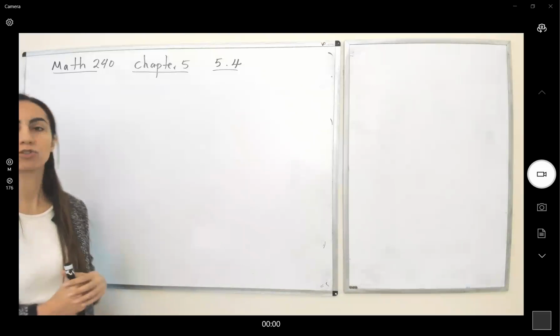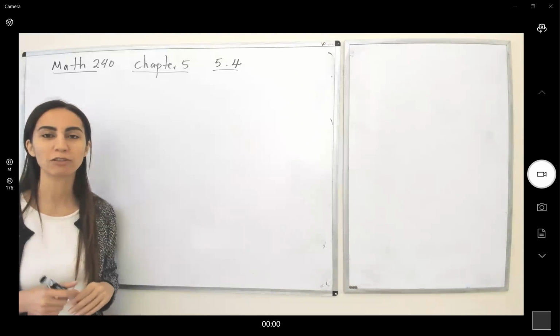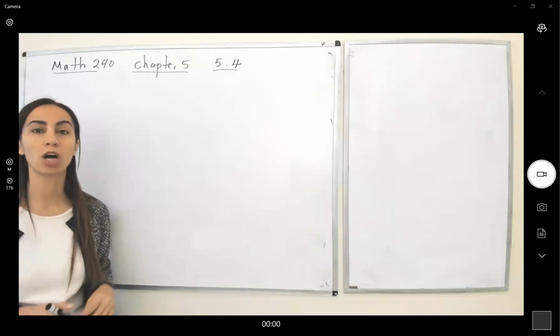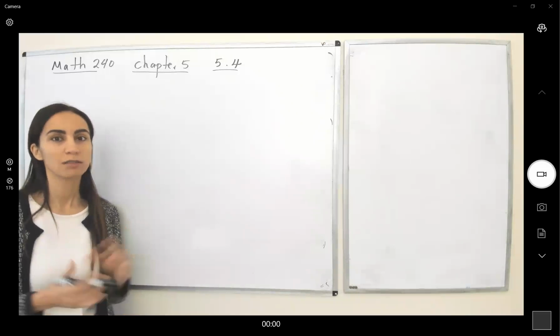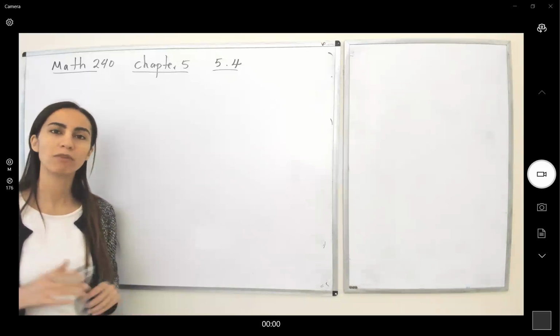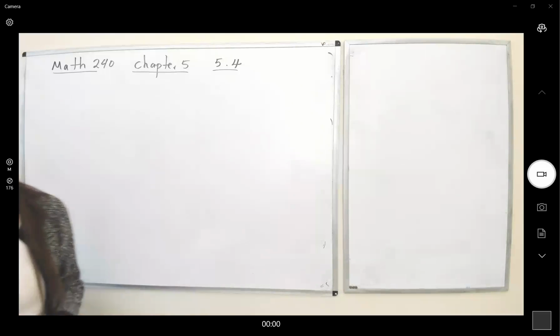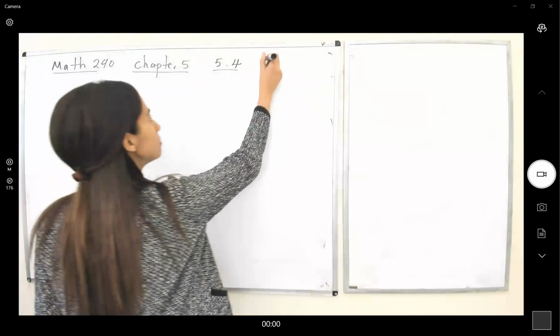So we're going to continue chapter 5, 5.4. Today we're going to talk about factoring monomials from an expression. In this case, we have polynomials. For those of you who are following the book, we are on page 329.